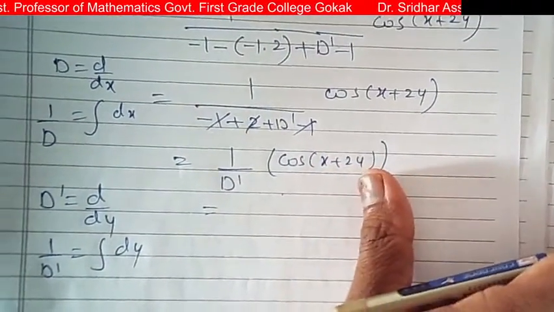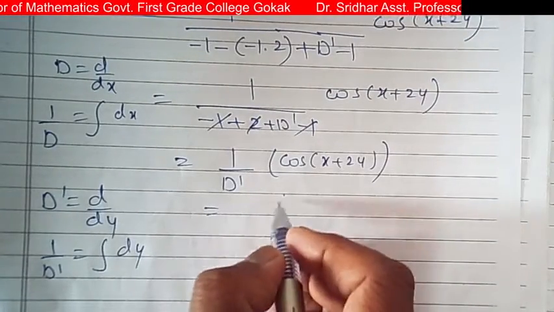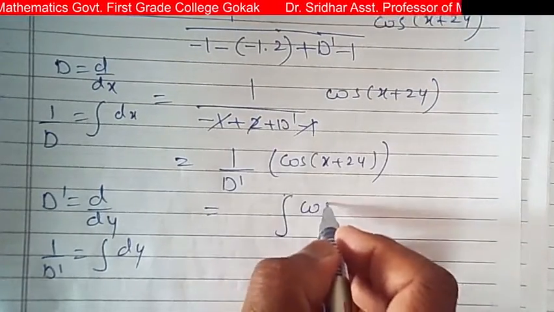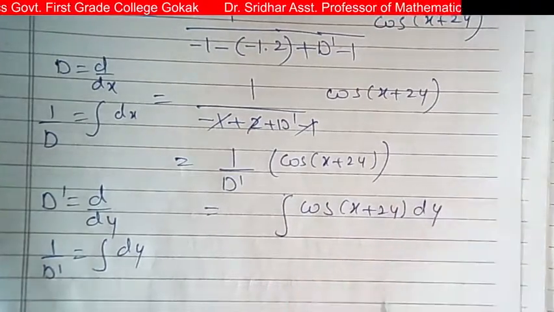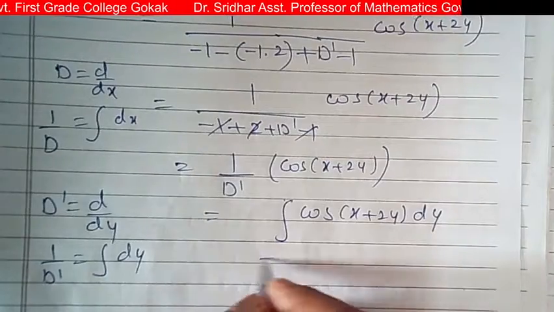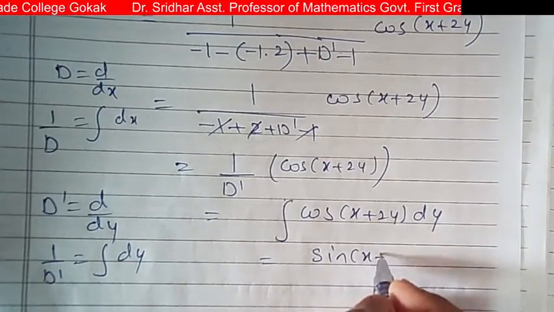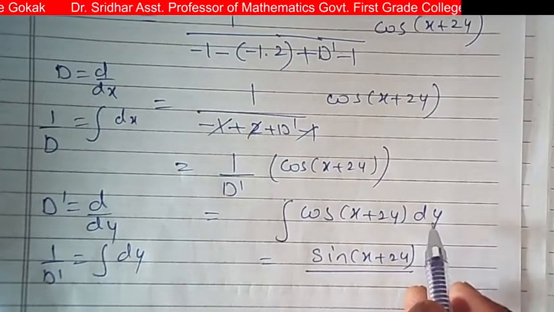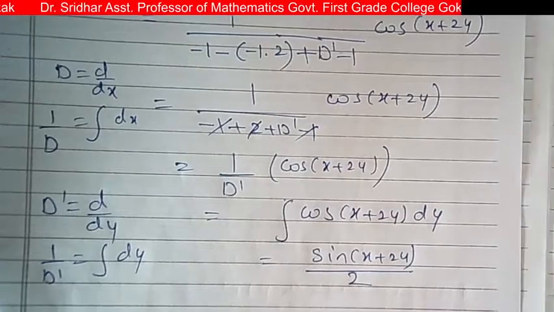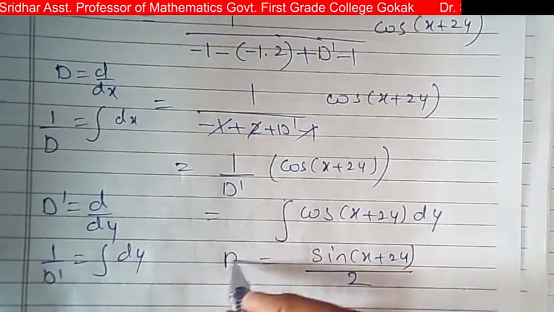So now 1 by D dash means we have to integrate. Integrate with respect to what? We integrate with respect to y. So this is the same as the integration of cos of x plus 2y with respect to y, which is equal to sin of x plus 2y divided by the y coefficient, since we are integrating with respect to y. That is the particular integral.